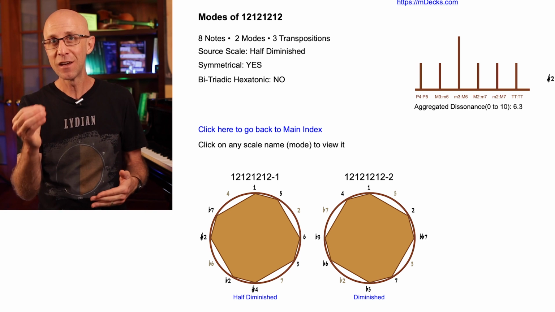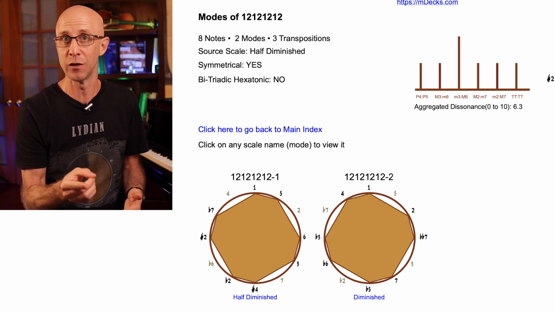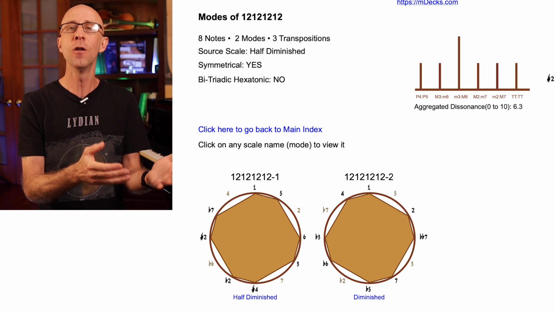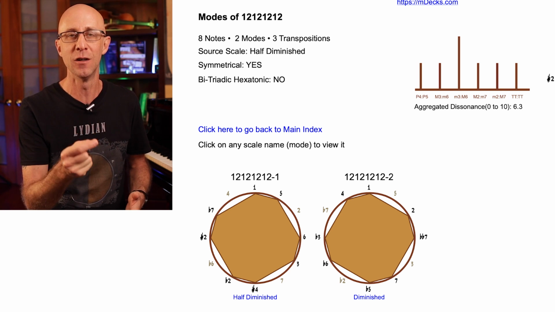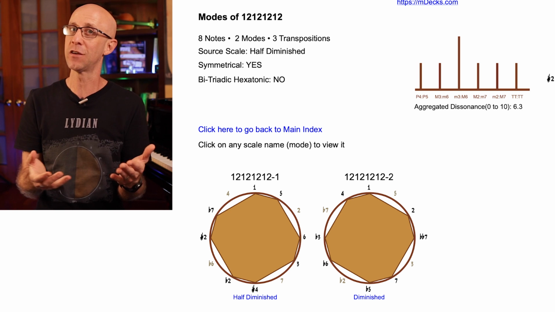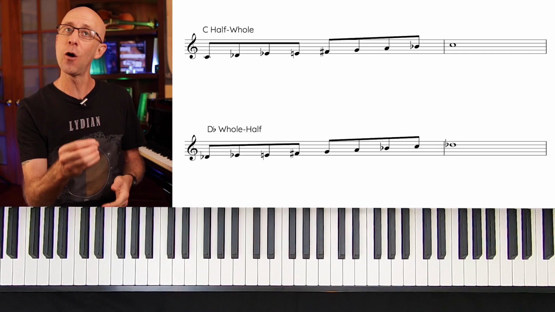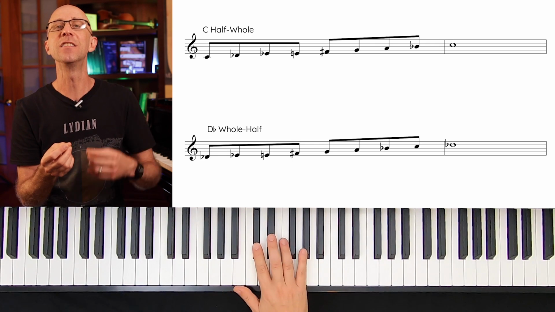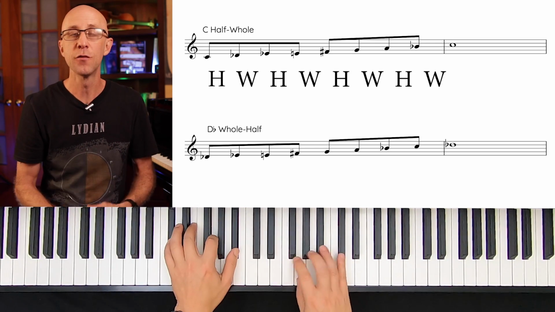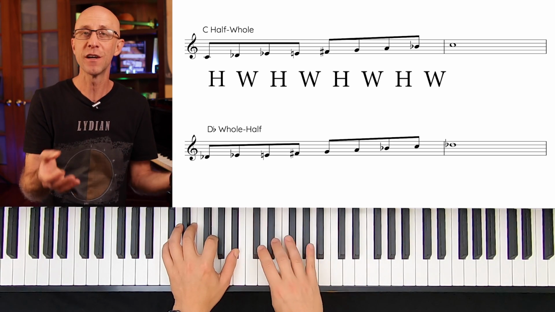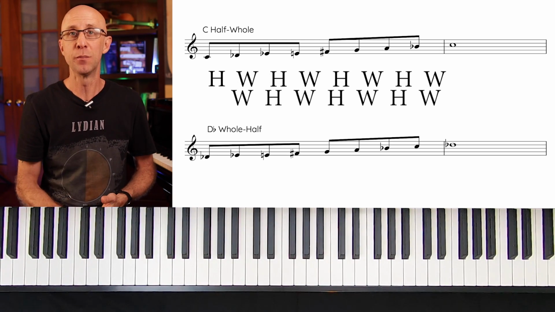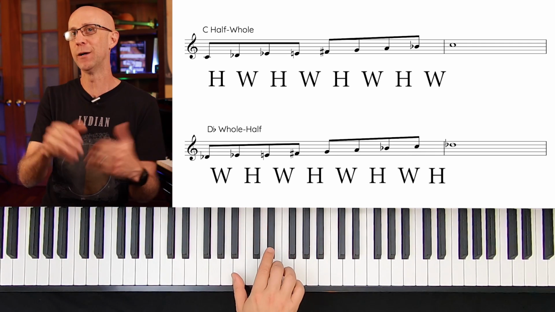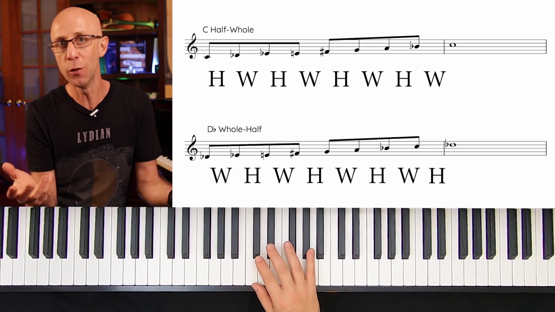In fact, this scale is so symmetric that it just contains 2 modes: itself, the half-whole, and the whole-half scale, also known as the diminished scale. Look, if we start the C half-whole scale on the second note, we get a D-flat whole-half. Of course, this is obvious when we look at the intervallic formula. A repeating half-whole pattern merely turns into a repeating whole-half pattern, and there are no other possible modes.